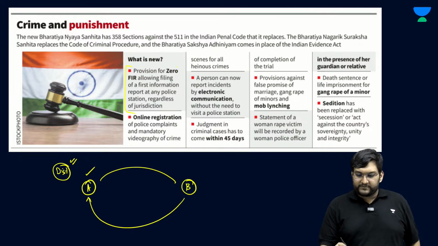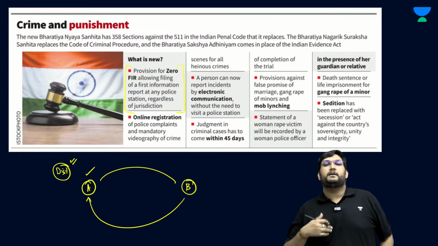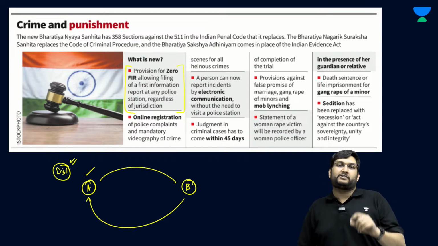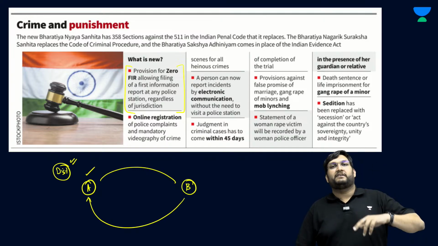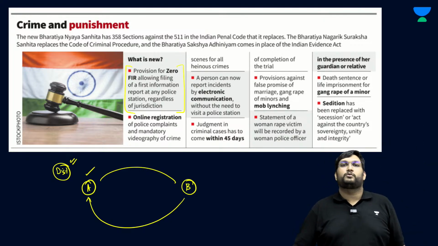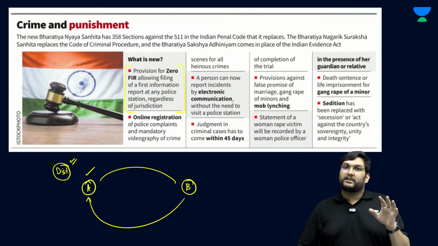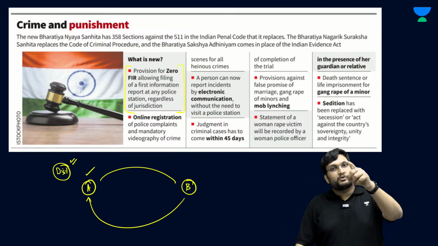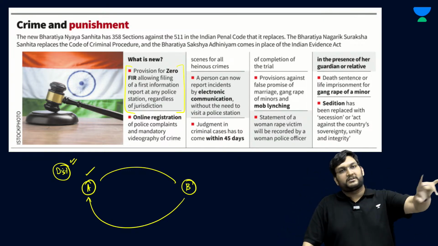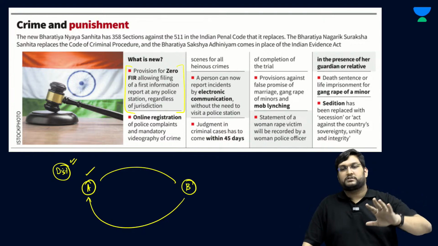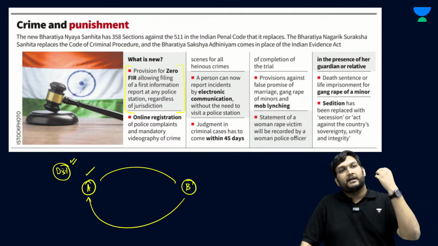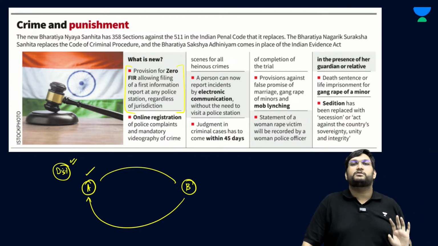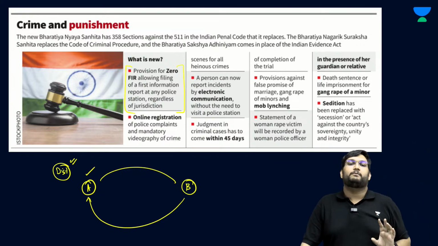Now, the provision of zero FIR has been made more open, which is that the police cannot ask you to go to, for example, I'm in Vasant Vihar, and they say that you go to Vasant Kunj police station. They will say no. Now you can say that under the BNSS, it doesn't matter in what jurisdiction I am. It is your problem to figure out which police station jurisdiction it is. I have lost my phone and purse, lodge a complaint, and I believe that it is in Vasant Kunj, but you're the closest police station to me. I will lodge a complaint here.